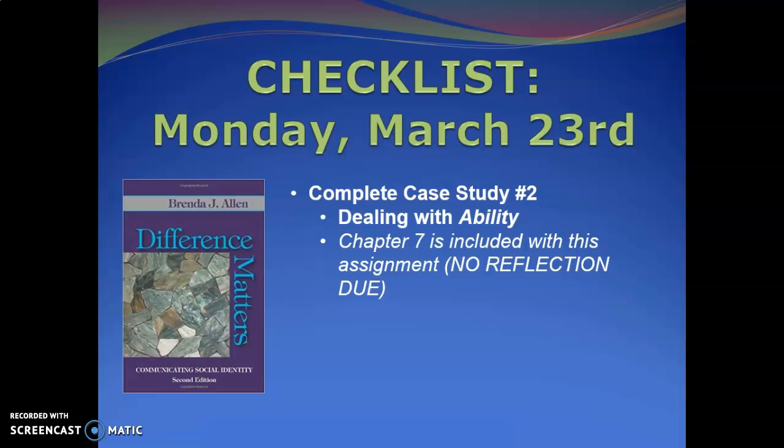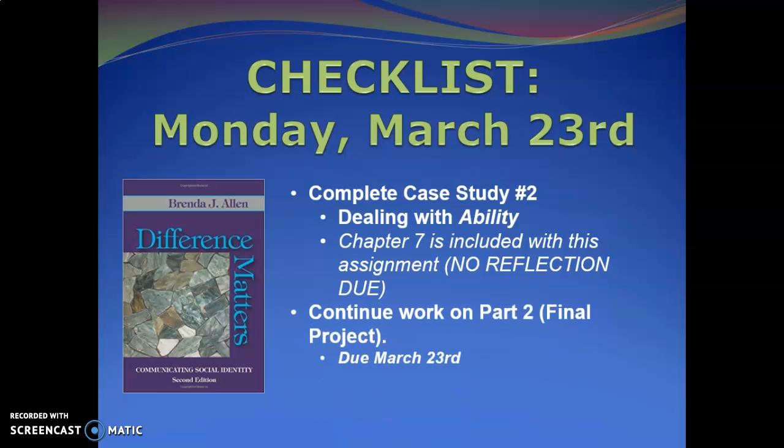One of those parts will be doing a small, brief summary of chapter 7 and then using the rest of that chapter to apply it to the case and be able to answer the questions. So once again, you are not doing a separate reflection. There is no reflection due separate from your other responsibilities. That means that the only things that you need to work on are completing case study number 2 and then completing your work on part 2 of the final project, which is the annotated bibliography.